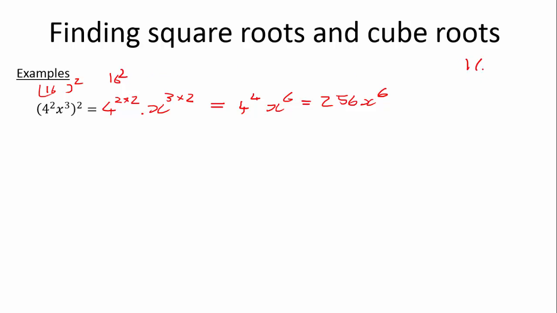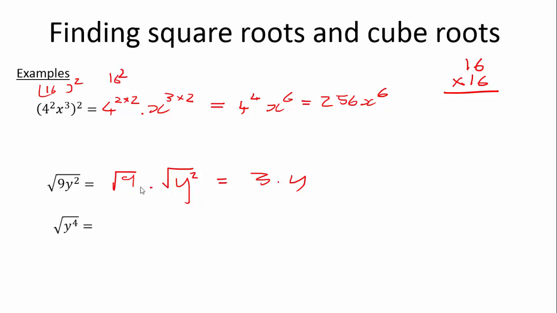And for 16 squared, you could have done long multiplication like this, and then you wouldn't have needed a calculator. Okay, let's look at another example. We have the square root of 9y squared. That is simply the square root of 9 multiplied by the square root of y squared, and that is simply equal to 3 times y.